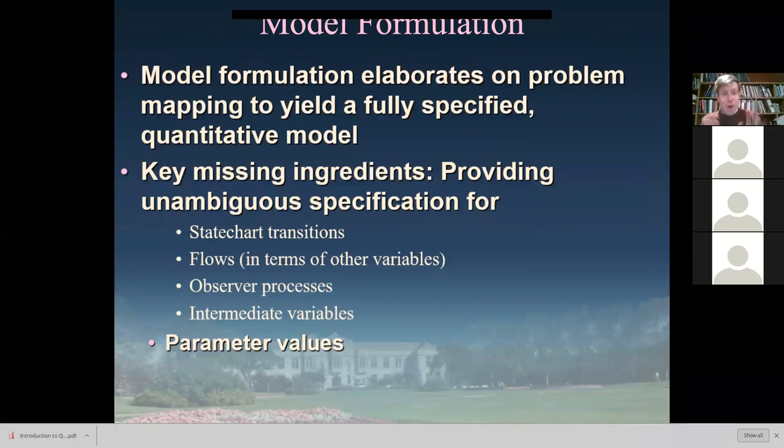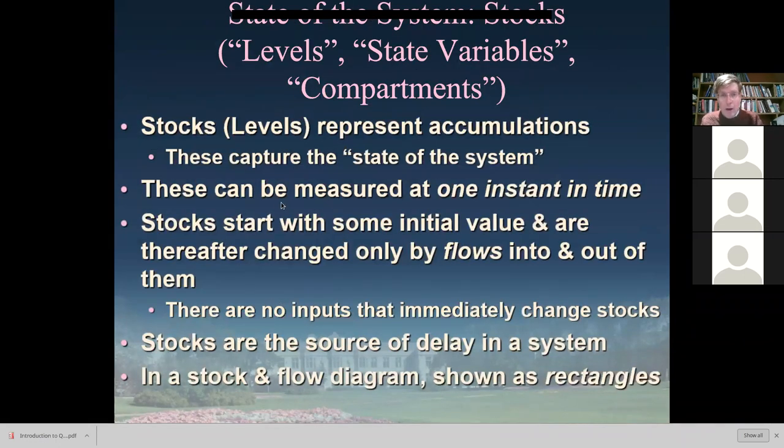Okay. So model formulation elaborates on a problem mapping, typically to yield a fully specified quantitative model. At least that's very much the pattern within system dynamics. And here we're specifying particularly equations for flows. We're mapping out in more detail what's a stock and what's a flow, delineating intermediate quantities, which are useful to reason about, et cetera. Now, the two big building blocks in system dynamics are twofold, okay?